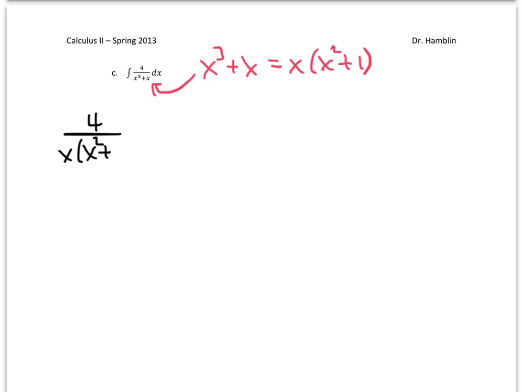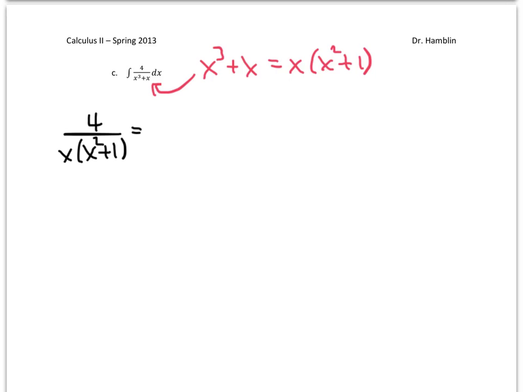Finally, for this integral, we've got 4 divided by x cubed plus x, which might not be obvious how to approach, but if we think about this, we can factor that denominator. x cubed plus x is really just equal to x times x squared plus 1. And if we do that, that might lead us to believe that maybe what we should do here is partial fractions. So when we think about it that way, we've got 4 divided by x times x squared plus 1.